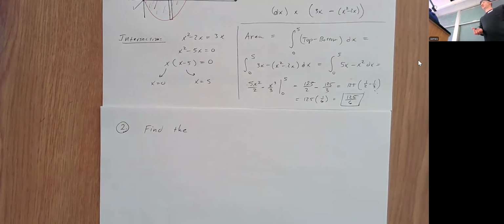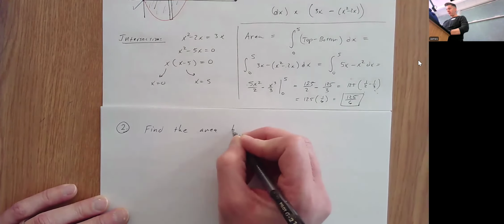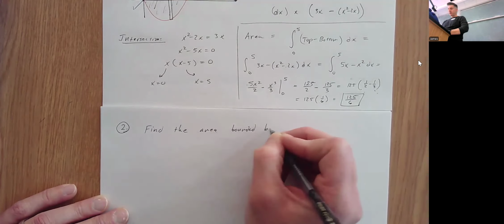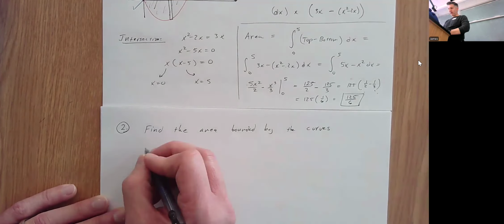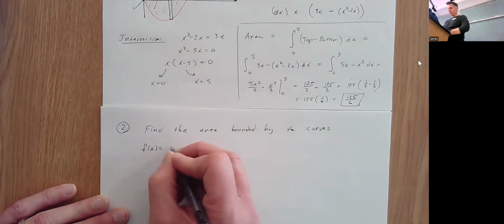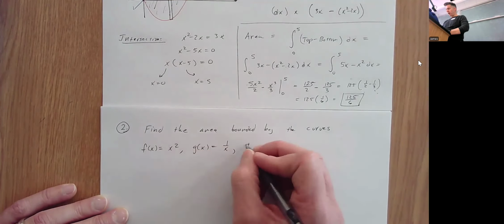So typically we don't want to have to graph them, but if you're finding the area between more than just two curves, like if you have more boundaries than just two curves where they intersect each other, you kind of have to graph it. So this next question we kind of have to graph. Find the area bounded by the curves f of x equal to x squared, g of x equal to 1 over x, and y equal to 9.